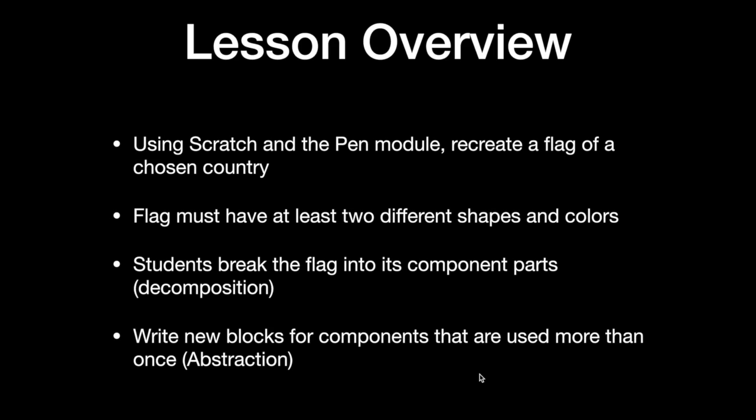The flag has to have certain criteria that it meets, such as at least two different shapes and two different colors that are in the flag. Okay? Some things I emphasize when students start creating their flag. One, they should break their flag into its component parts, into rectangles, circles, whatever it is. That's an illustration of decomposition. And I also encourage them to write new blocks for components that they're going to use more than once, or blocks for components where they can define it separately. And that's a use of abstraction.